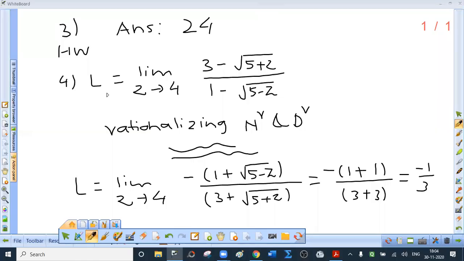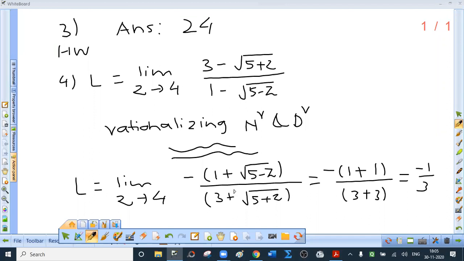Now I haven't written all the steps. You should realize that you have to rationalize both numerator and denominator. You get minus z minus 4 in the numerator, and z minus 4 in the denominator. Cancel that. On cancelling it, we get this one.